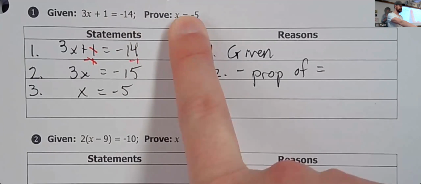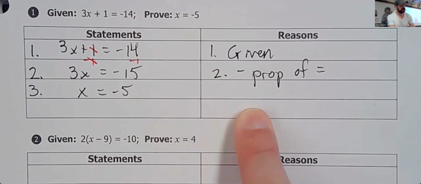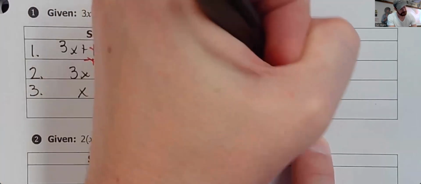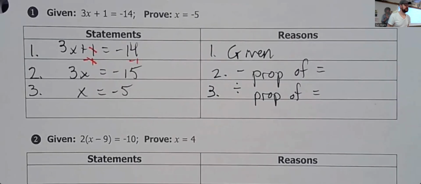Once you have this right here on your statement, you're done with your statements. Just give the reason, and this reason would be the division property of equality. So we're done with that one. We didn't use all 4 boxes, just 3 steps.